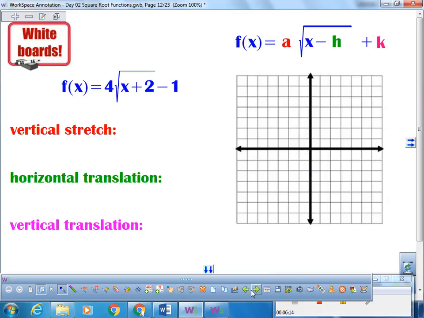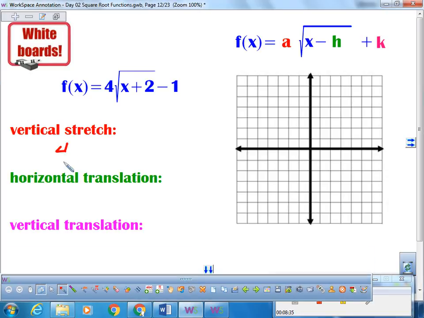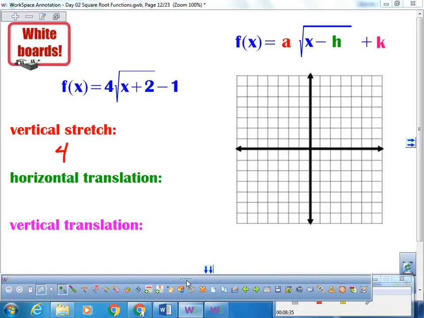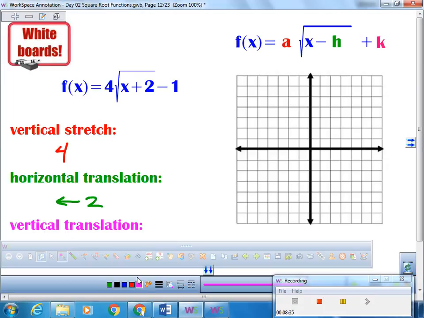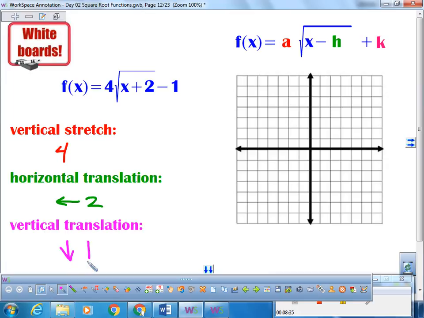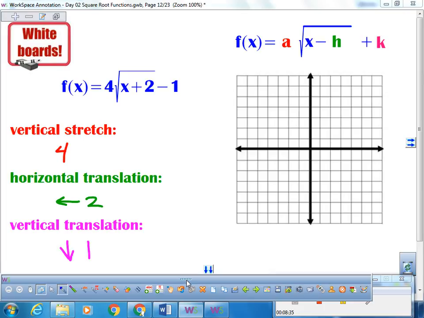Okay. Look at this one. So there's 3 different translations happening here, correct? Okay. So I have a vertical stretch of 4. I have a horizontal translation of 2 to the left. And I have a vertical translation of 1 going down. So I'm going left 2, down 1, left 2, down 1.